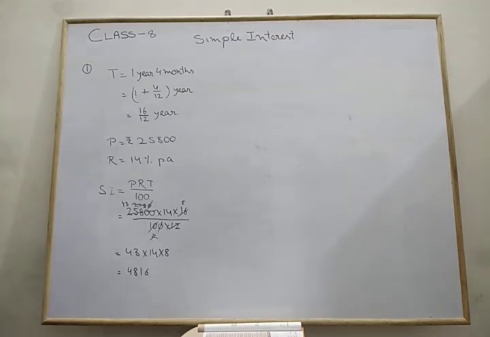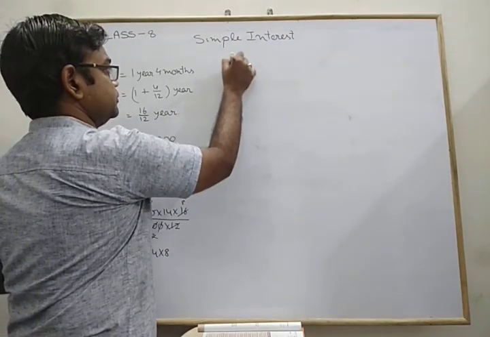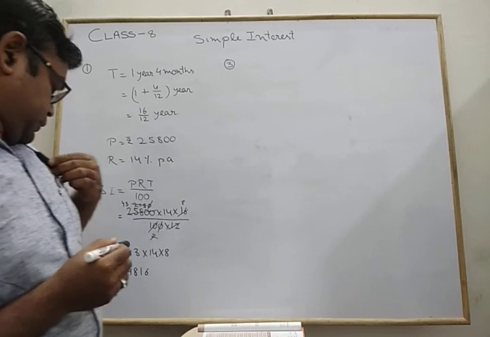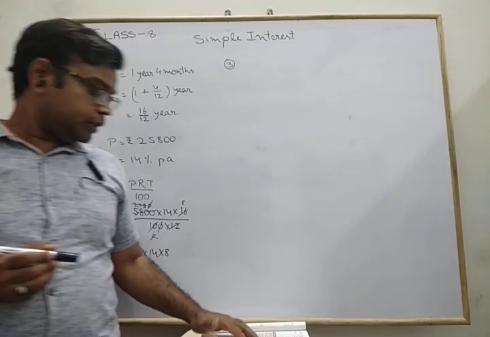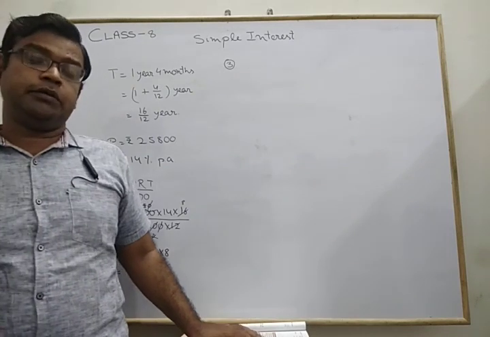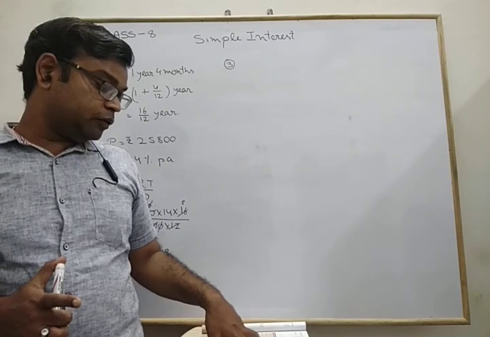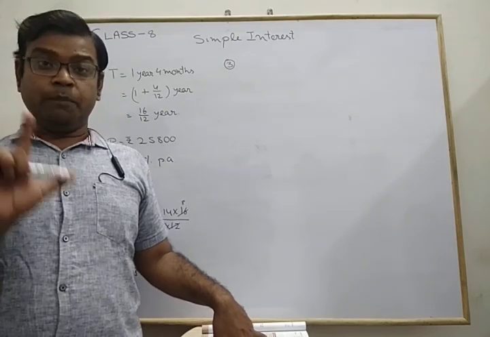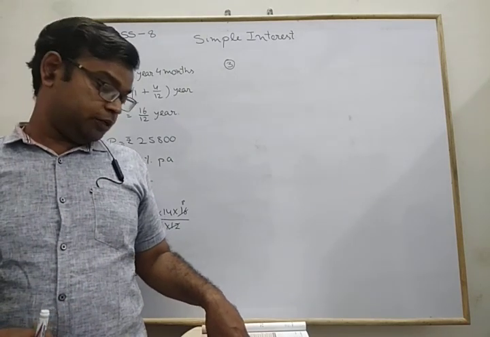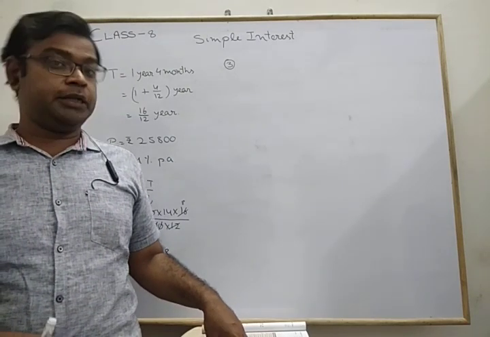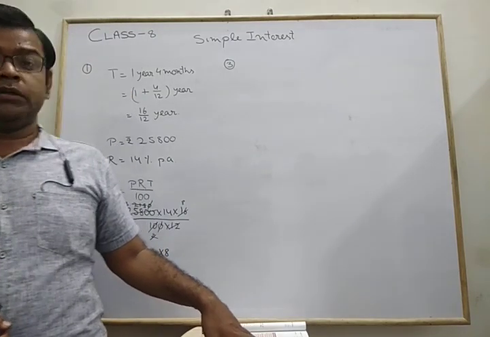Now I am going to solve question number 3. So first let us discuss what the question is. Question number 3 says that a sum of rupees 3,200, that is the principal, becomes rupees 34,056, that is your amount, in 2 years at a certain rate of simple interest. Rate is not given. What is the rate of interest per annum?